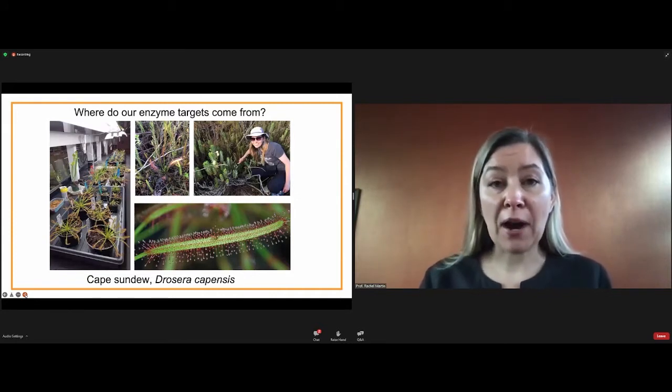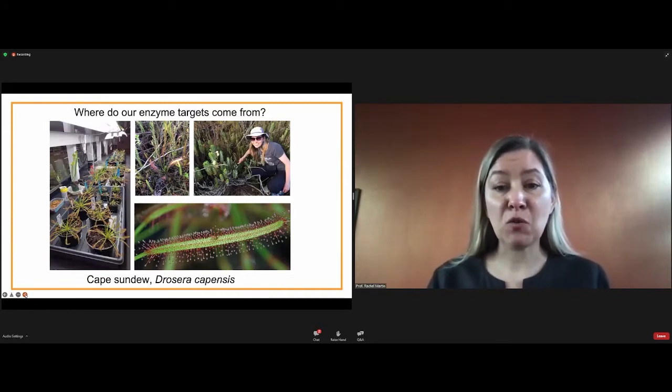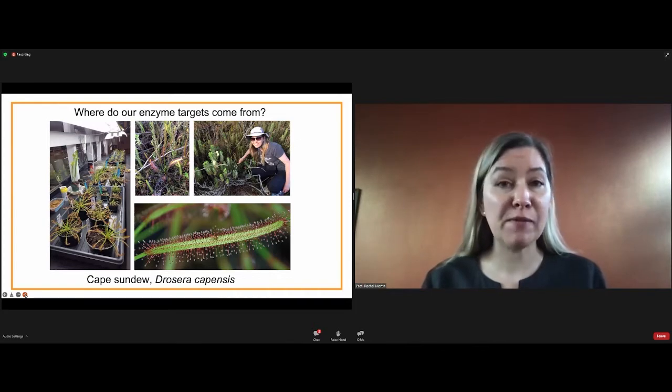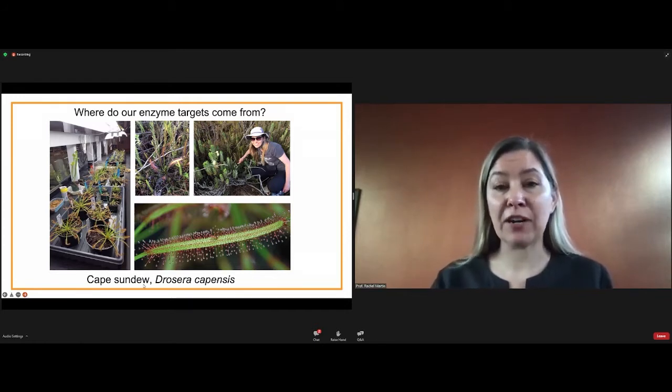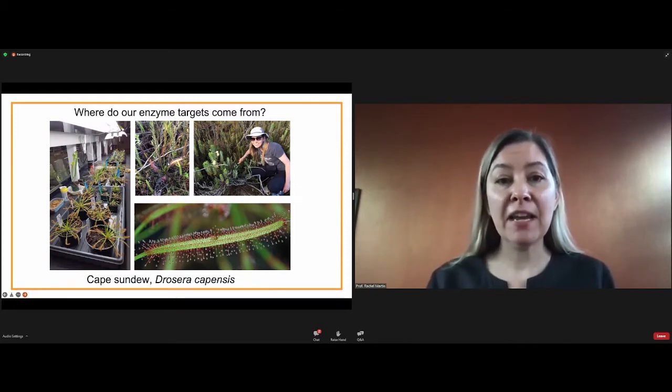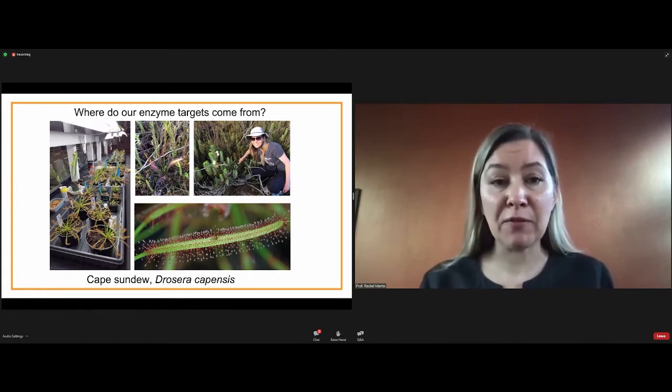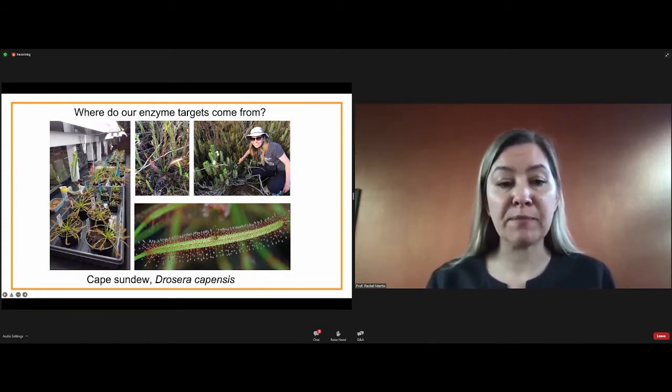So I told you about where proteins come from in general. Where do our particular enzyme targets come from in my lab? We have a couple different projects with this. We're looking at extremophiles that grow in the cold. But today I'm mostly going to talk about proteins that come from this plant, Drosera capensis, which is the Cape sundew, and it's from the Cape of South Africa. I actually went and visited it in South Africa, and it's tiny. This is the thing that I'm pointing to in that picture. But fortunately, we don't have to go out in the field to get them. We have a whole forest of them in my lab.